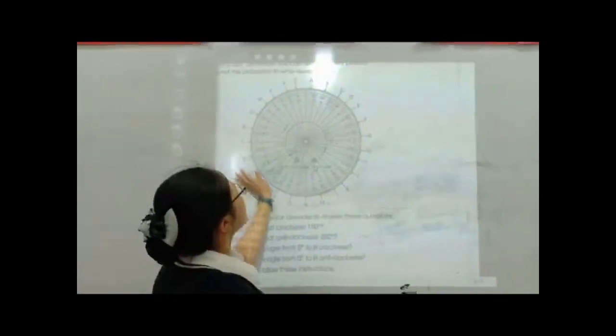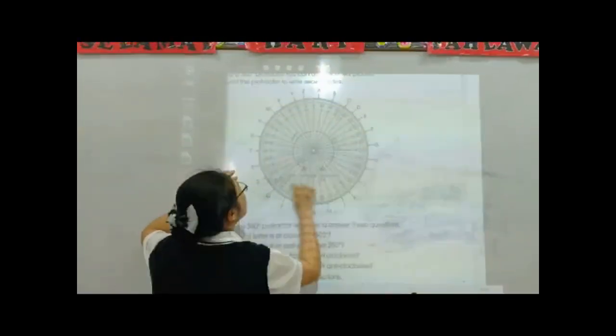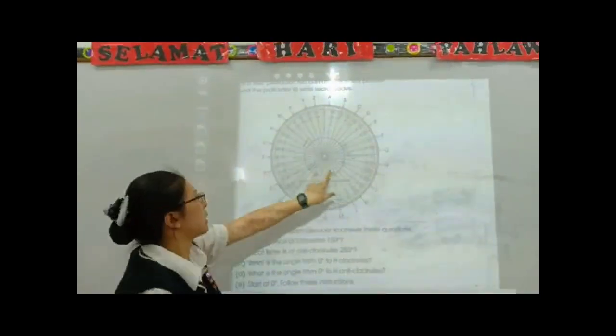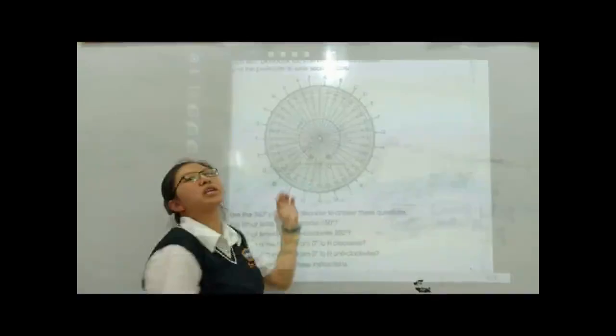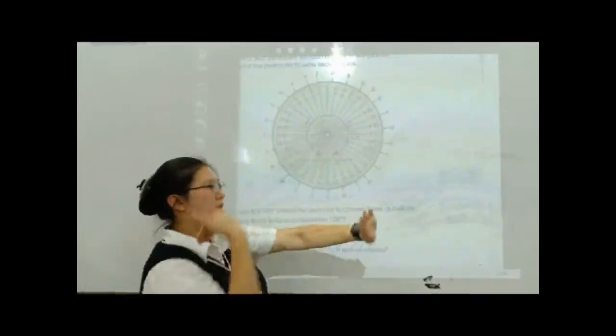Page 109. Miss Connie will explain to you how to do this. So this is a 360 protractor. Like what I have explained just now, there are two kinds of scale, the inner scale and the outer scale. There are two kinds of rotation, either it is clockwise or anti-clockwise. Clockwise means the rotation is based on the rotation of the clock. Anti-clockwise is the other way.